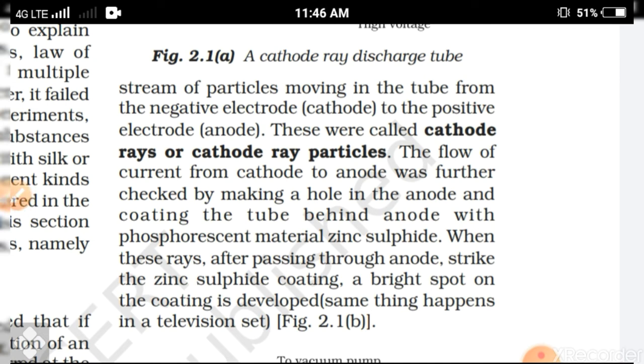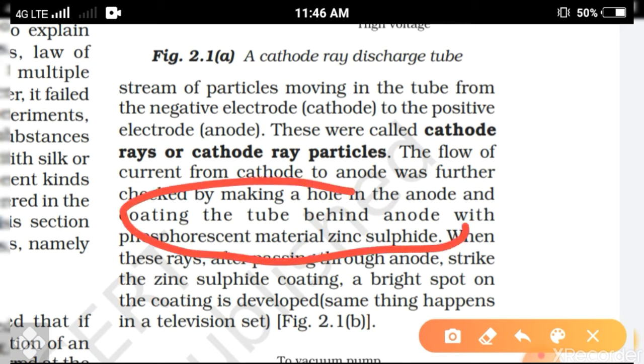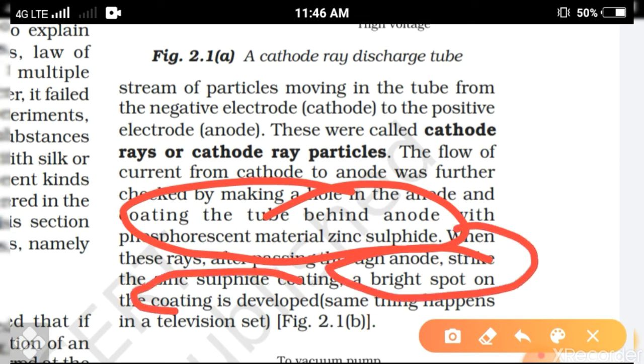After passing through the anode to strike the zinc sulfide coating, then what happened? After electricity is passed from cathode to anode, this electricity strikes the fluorescent material, just like zinc sulfide. Then what happened? A bright spot on the coating is developed on the anode side, that is the coated material.